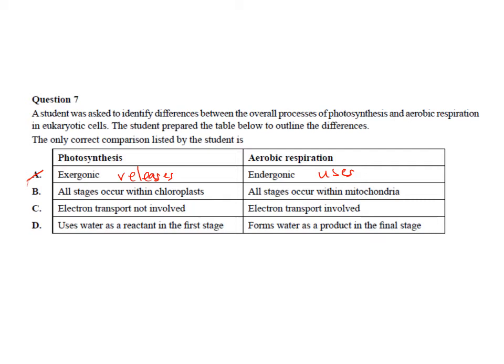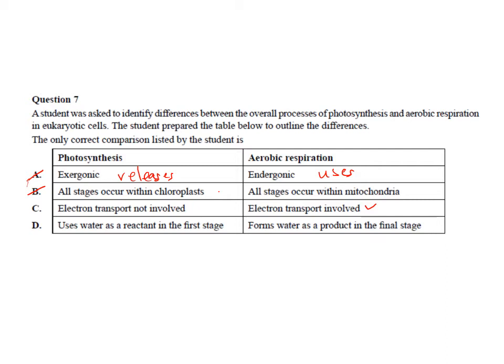Okay, so in photosynthesis, both of our stages do occur in the chloroplast. In aerobic respiration, it begins in the cytosol. So glycolysis happens in the cytosol, which is not in the mitochondria. So that is incorrect. Photosynthesis and aerobic respiration. So photosynthesis, electron transport is not involved. Aerobic respiration, electron transport is involved. Now we know this is true.